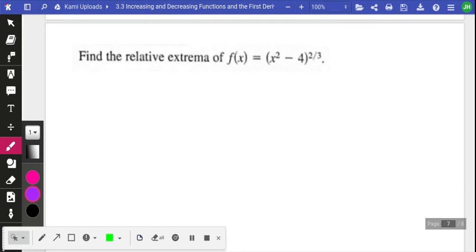Same type of problem, so same process. We're going to do our derivative, solve it, and put it on a number line. We're going to look where it's increasing and decreasing, so that we can determine where there is a maximum or minimum. All right, so finding relative extrema.